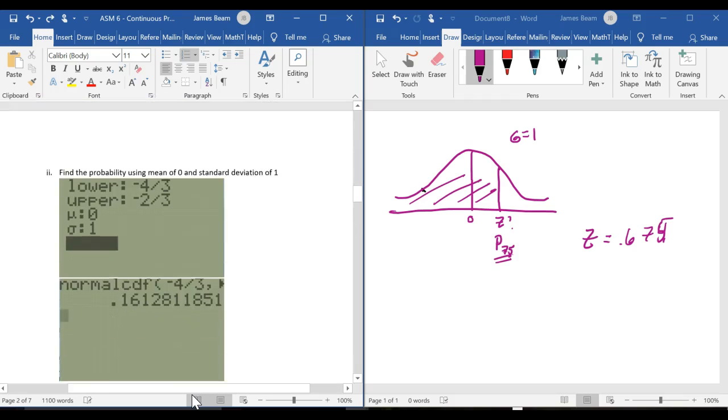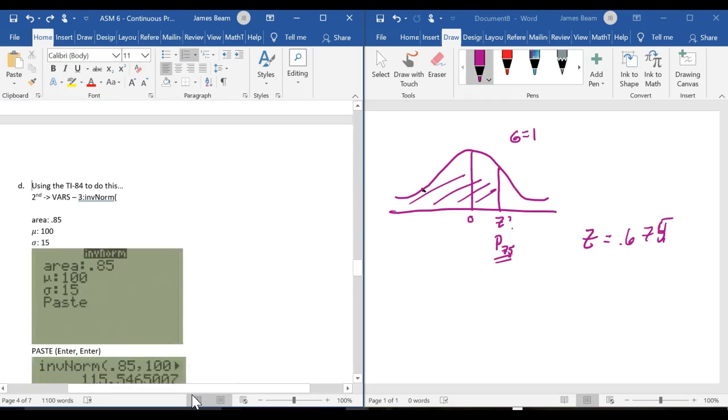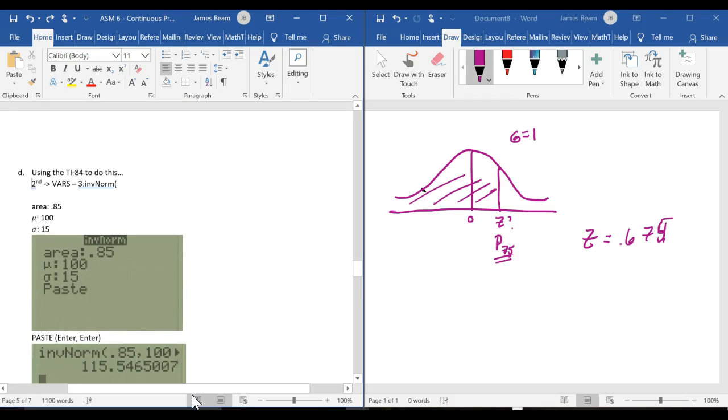Oops, sorry. That jumped around. I was on the wrong page. Back to my IQ question here, right?